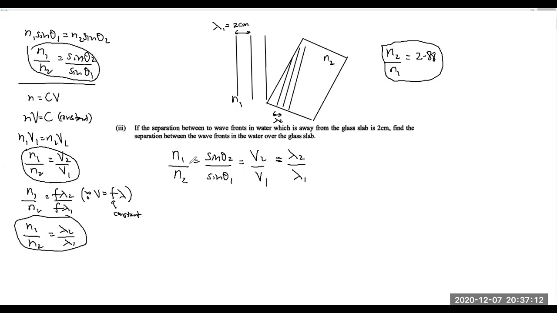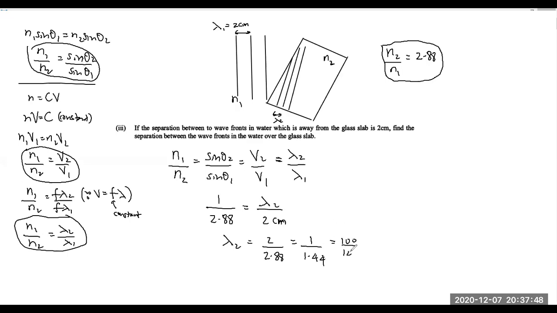So we know n1 over n2 is in fact 1 over 2.88 equals lambda 2, which we have to find, divided by lambda 1, which is 2 centimeters. I'll just put centimeters to avoid confusion. The refractive index doesn't have a unit, so this goes up. Therefore, lambda 2 is going to be equal to 2 over 2.88. You can simplify that, 1 over 1.44, and get the answer.